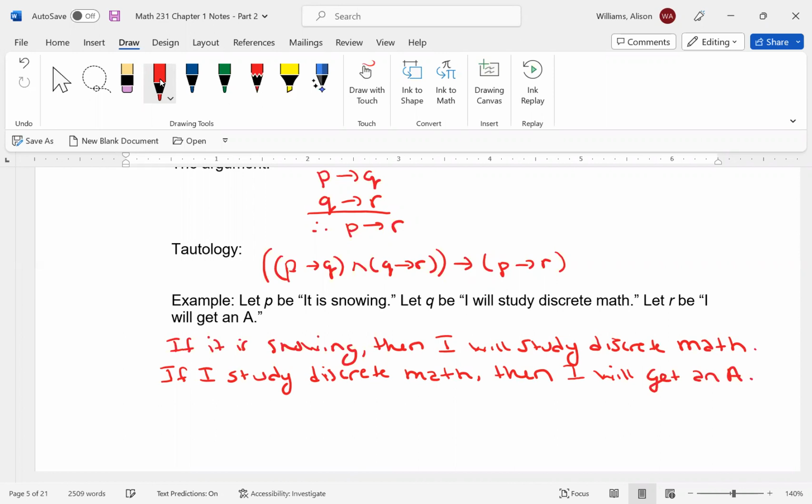Therefore, if it is snowing, then I will get an A. Because the snow is guaranteeing that I'm going to stick around and do studying, and that's going to help me get an A. So I'm concluding that having the snow happen is going to actually help me earn an A.